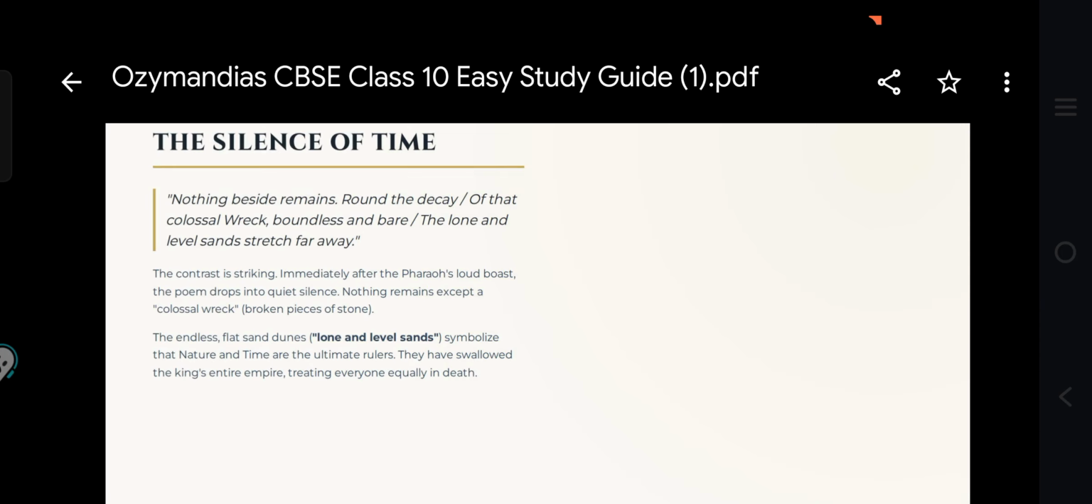Nothing beside remains. Round the decay of that colossal wreck, boundless and bare, the lone and level sands stretch far away. Here, the contrast is striking. Immediately after the pharaoh's loud boast, the poem drops into quiet silence. Nothing remains except a colossal wreck. Colossal wreck means broken pieces of stone.